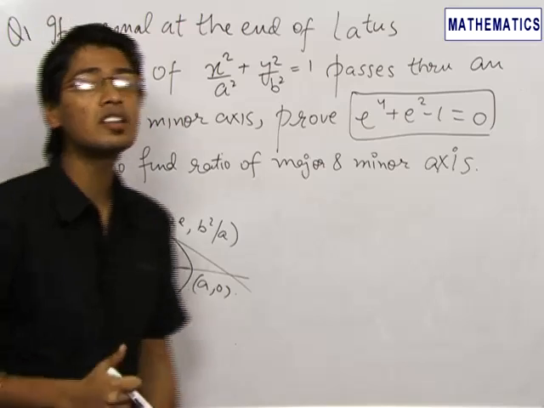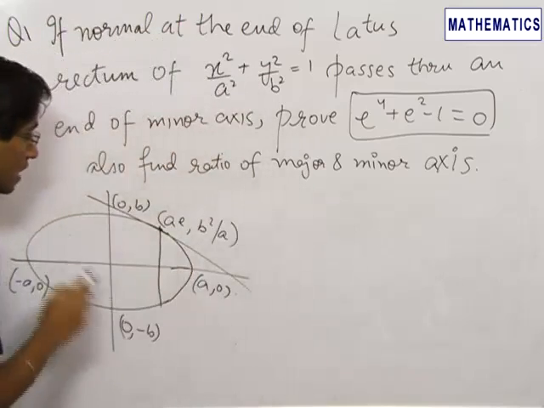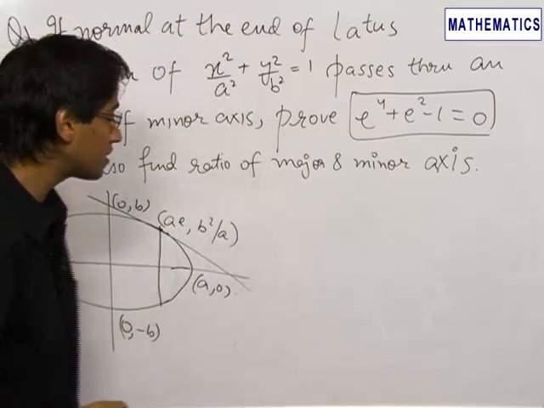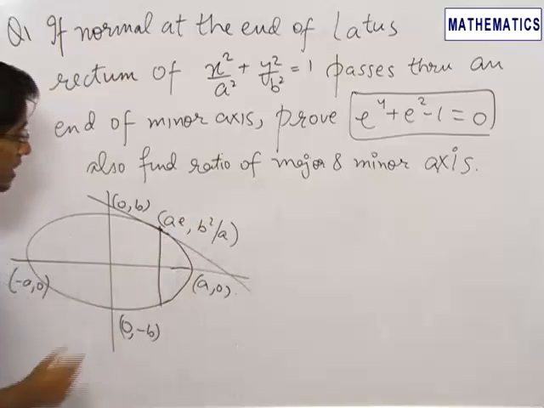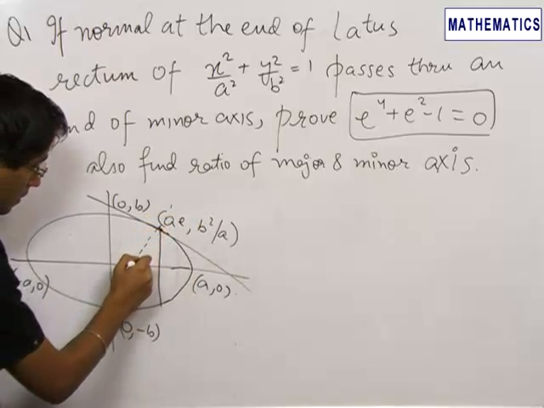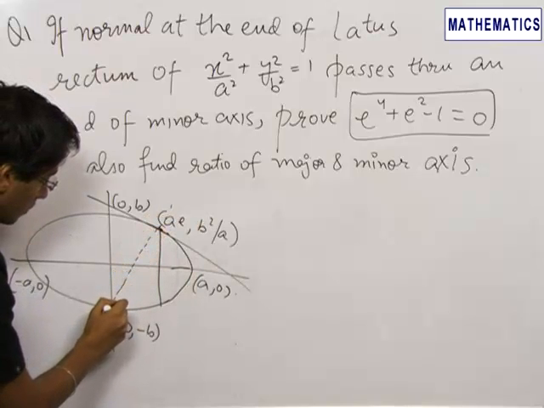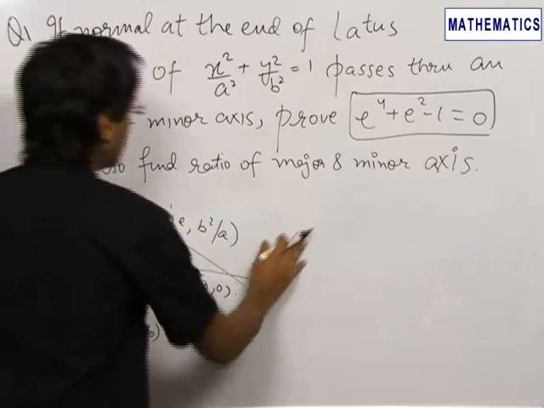You should always remember the coordinates of the focus, the endpoints of the major and minor axis, the endpoints of the latus rectum, and the directrix of the ellipse. If this point is ae comma b square by a and we make a normal on this, then it will definitely pass through 0 comma minus b. So let us proceed with the problem.